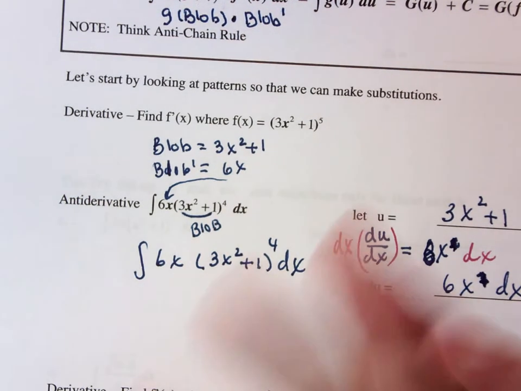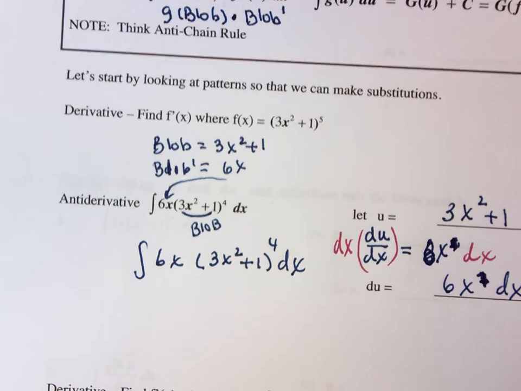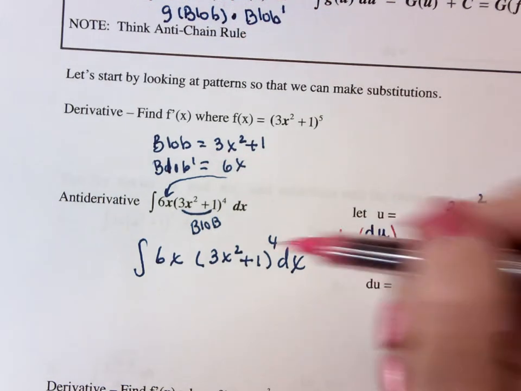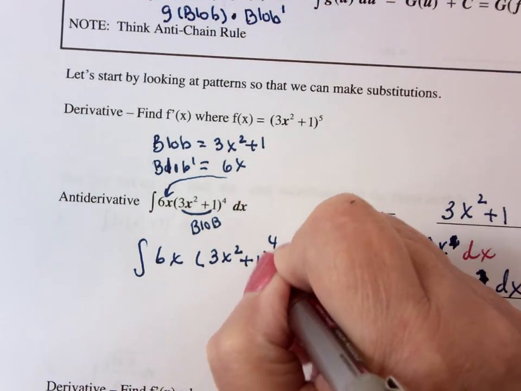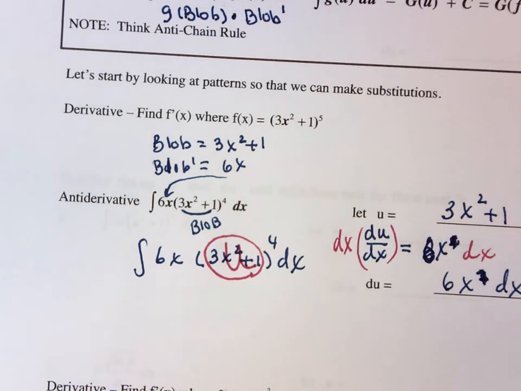The constants, by the way, are not going to matter. It's the variables. Any x that's there has to go. If I can take the whole thing, that would be great. Now, this is what I termed to be u. That's going to become u to the fourth. That's your blob.